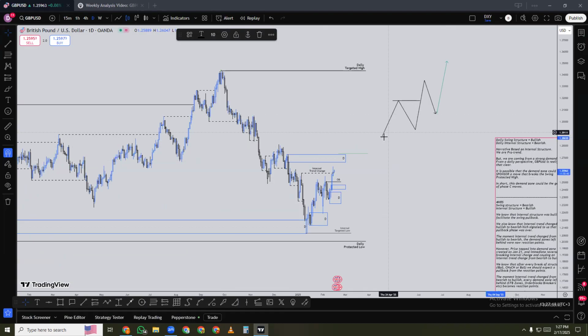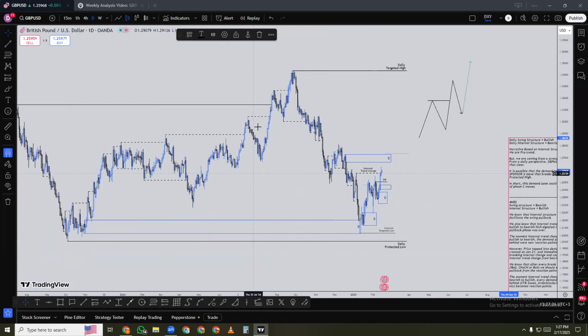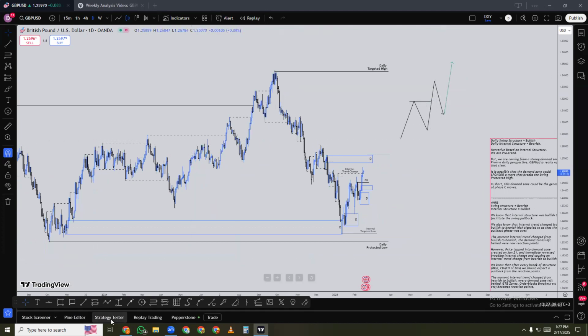You can see that price is very bullish, and we broke that structure to the upside. Once we break structure to the upside, what do we expect? We expect a retracement, kind of like an ABC movement. That is move A, that is move B, and that is move C.